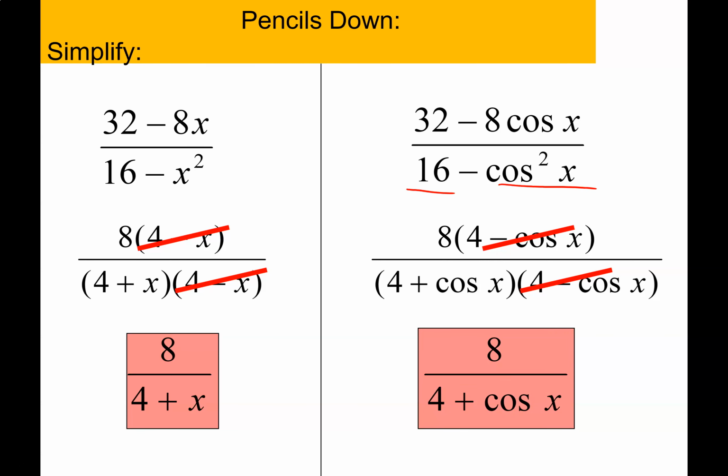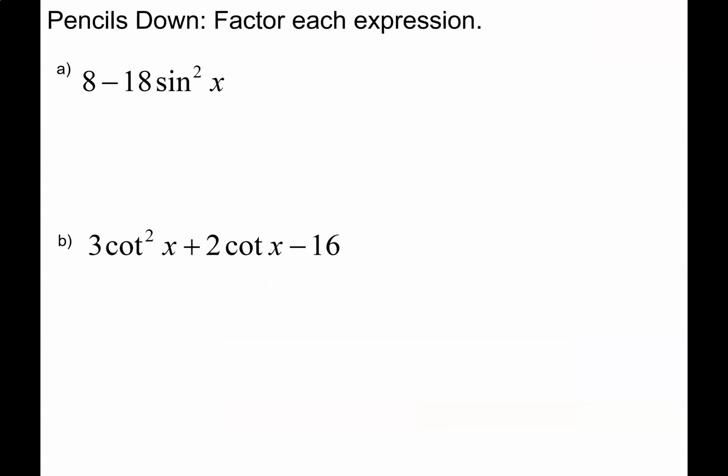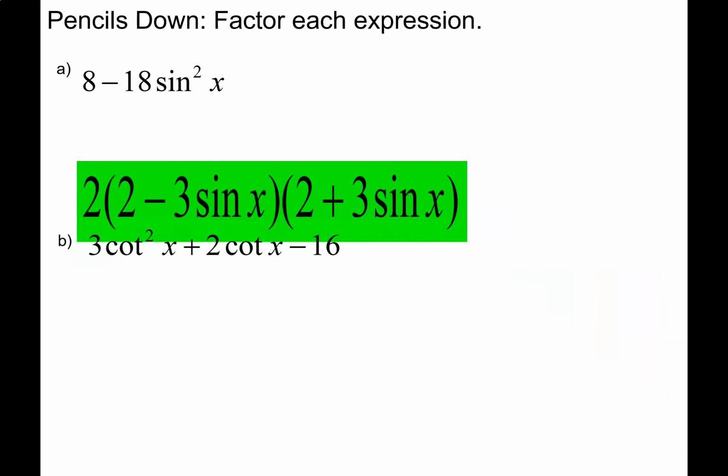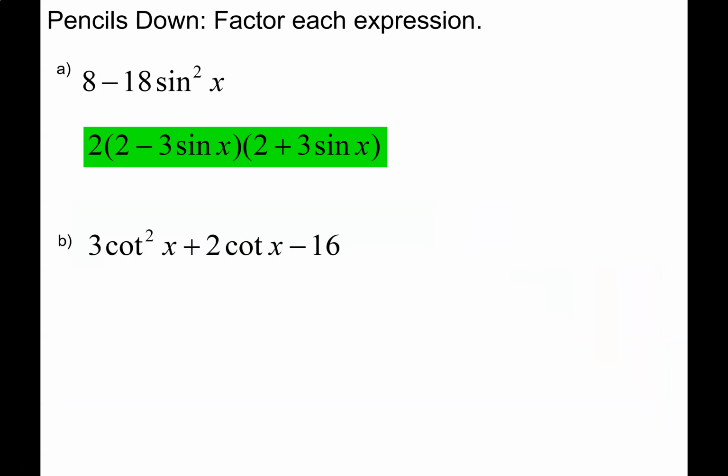All right. Let's do another pencils down. Again, you're just watching. So here we're going to factor this out. You want to look at letter A and see what you think you're able to factor. A number, a trig function, something. In this case, I'm going to say you can factor out a 2. And here we're going to have 2 minus 3 sine x, and we're going to have 2 plus sine x. Okay, where do we get this?